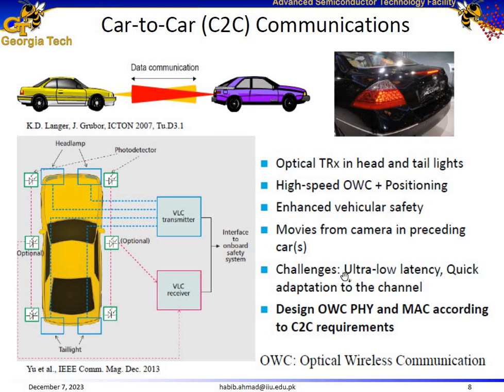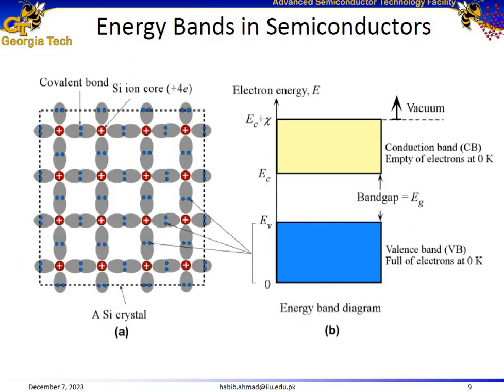Another futuristic application of light emitting diodes is car-to-car communication in order to avoid, for example, side swiping of cars, or in order to avoid collision of cars. And then these cars could also communicate using light emitting diodes, called optical wireless communication.